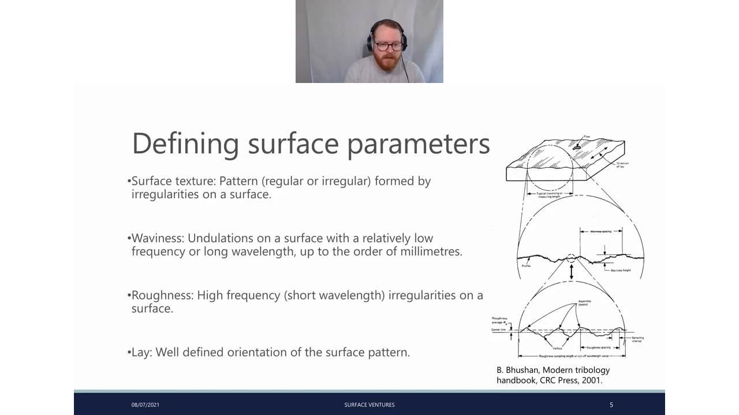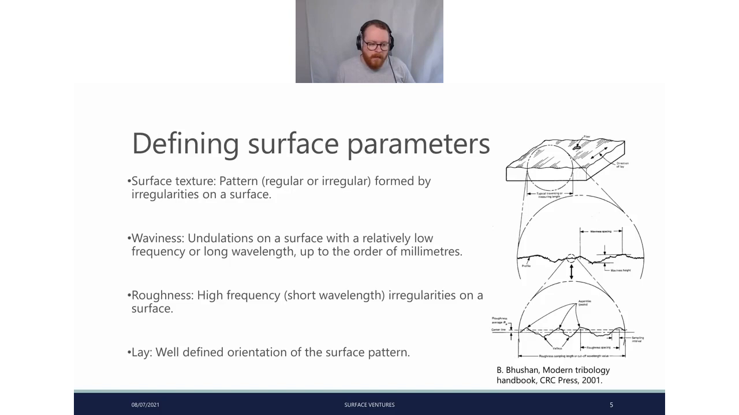So this is essentially the form or the pattern formed on the surface by various different irregularities. We call in tribology the asperities, the peaks on the surface. We have both peaks and troughs. So this is the overall pattern. Then at the very largest level, we have lay, which is the orientation of the surface pattern.